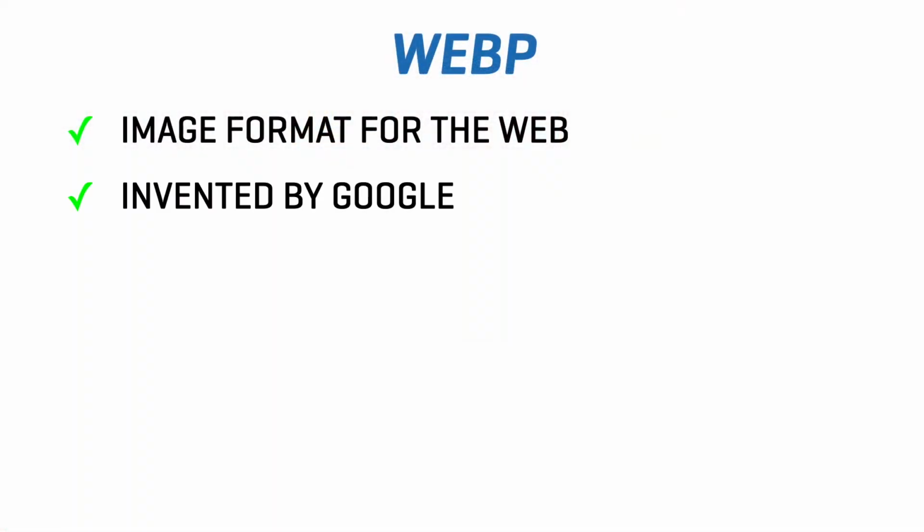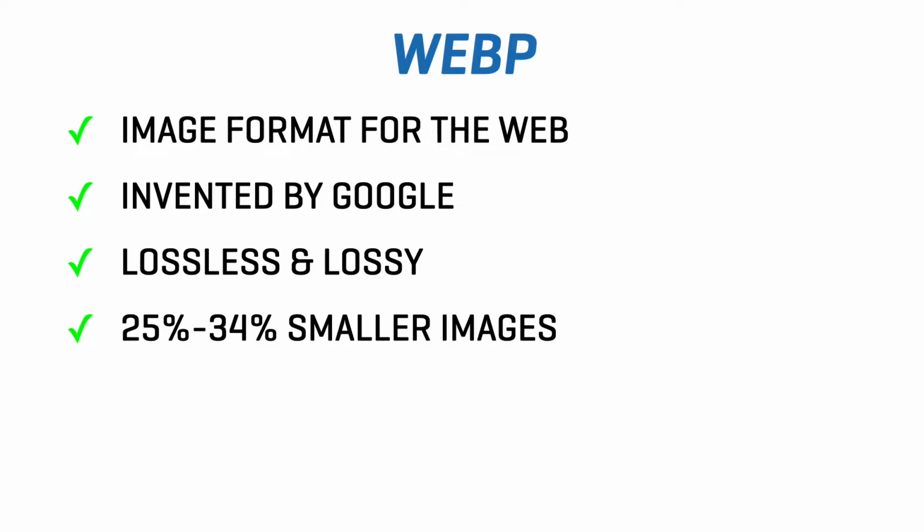It is important to know that WebP is a format that was specifically invented for the web by Google, and it has both lossless and lossy capabilities. And on average, the image is 25 to 34% smaller than your regular PNG and your regular JPEG. And all these conversions happen on the edge, which means in Varnish.